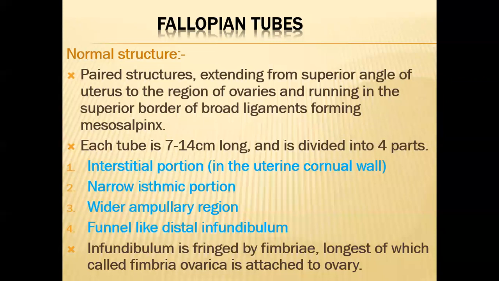Each tube is 7 to 14 centimeters long, divided into 4 parts. It is very important to know the parts of the fallopian tube. Interstitial portion, which is present within the uterus. The narrow isthmic portion, and the wider ampullary region. The ampullary region is wider, and it is the site where most of the time fertilization takes place.